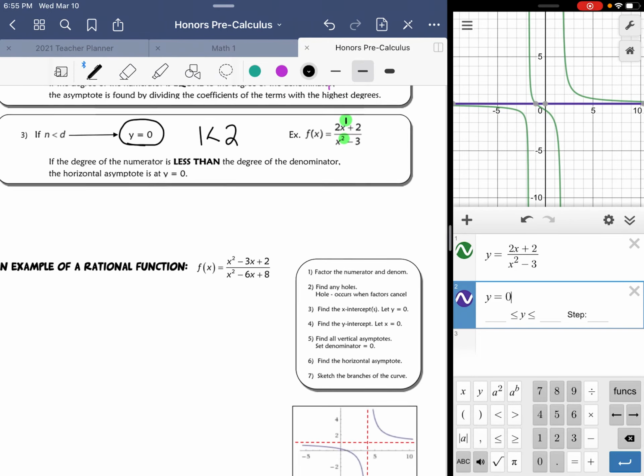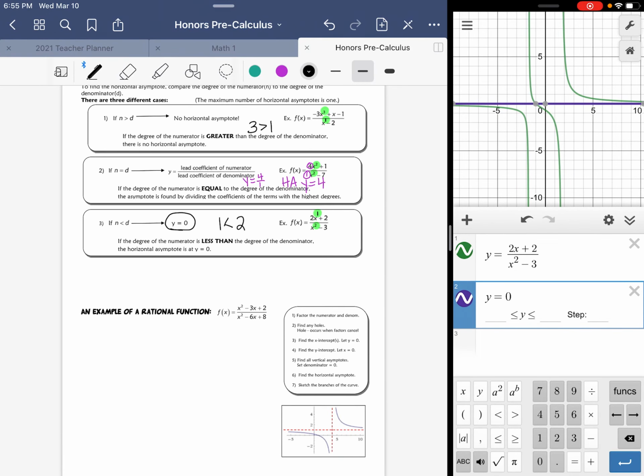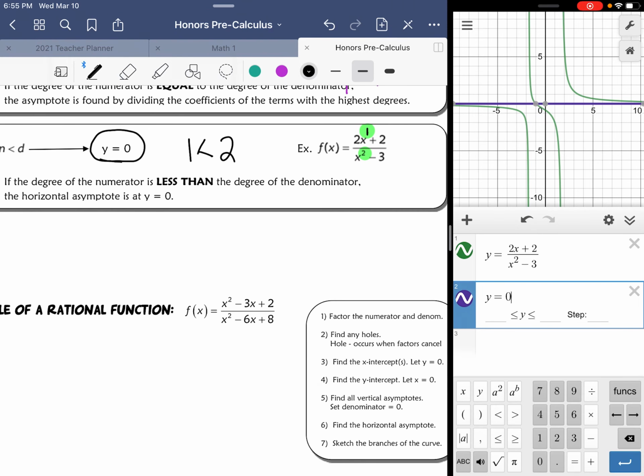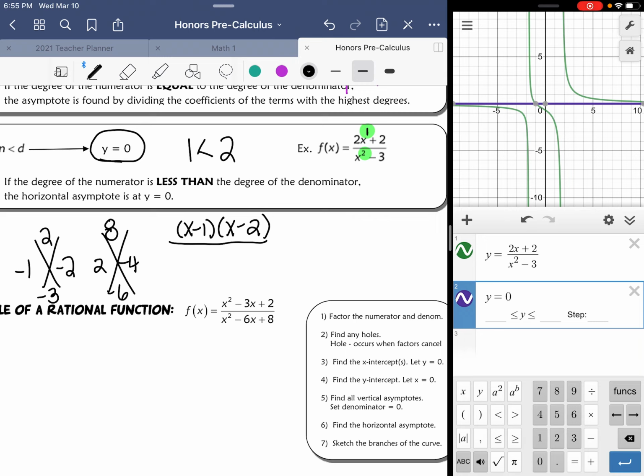Okay? So let's look at an example here. We're going to do all of the pieces that we've talked about. So first thing I'm going to do is factor. So I have the top part. I need two numbers that multiply to give me negative 2, but add to give me negative 3. I think we're going to make that both negative. So I have x minus 1 times x minus 2 on the numerator. And then I need two numbers that multiply to give me positive 8 and add to negative 6. So that's going to be negative 2 and negative 4.